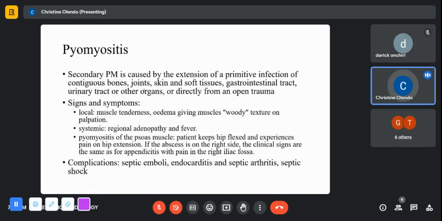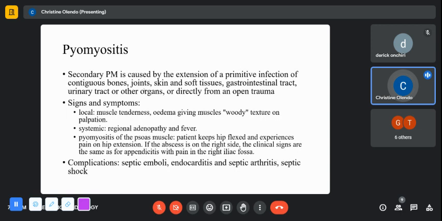Secondary pyomyositis is caused by extension of primary infection from contiguous bone, joints, skin, and soft tissue. It can also arise from the GI or GU tract and other organs, or directly from an open wound. For the local signs and symptoms, you have muscle tenderness and edema, which on palpation will have a woody texture. Systemic, you can have regional adenopathy and fever.